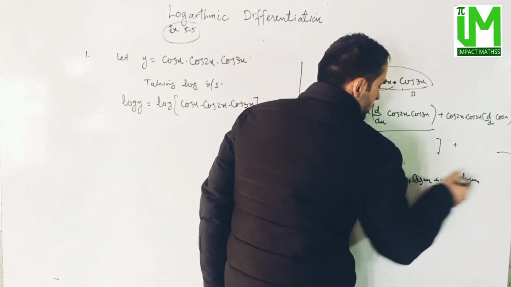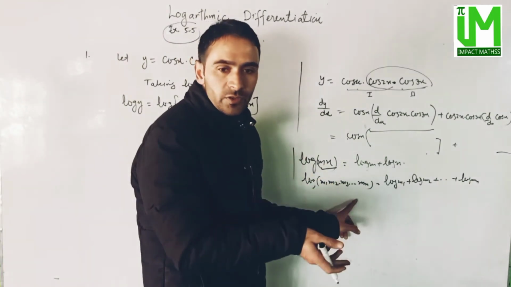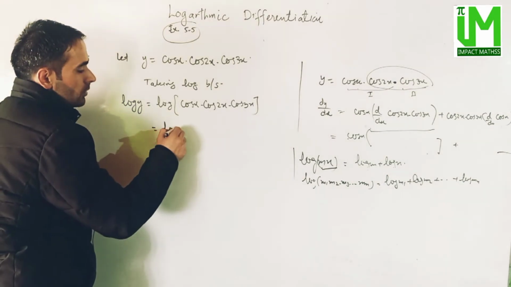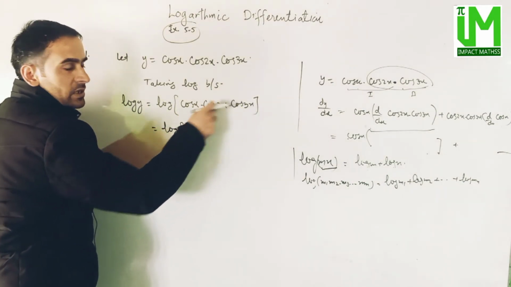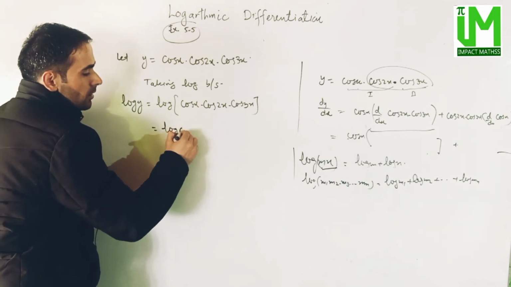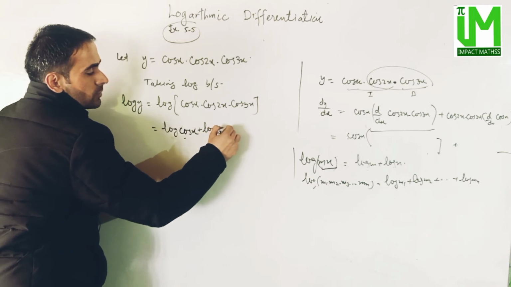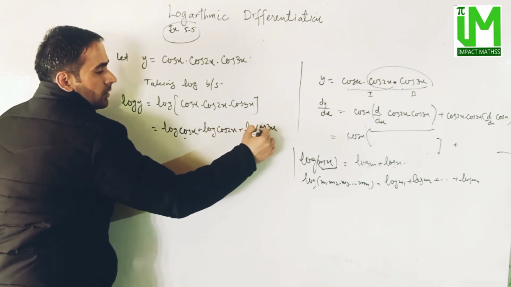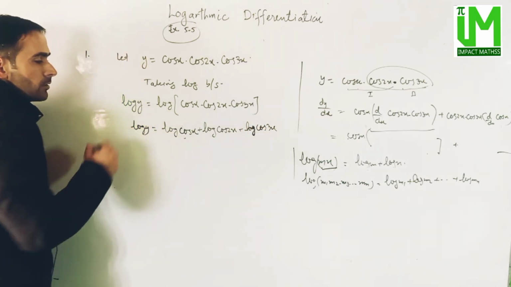Okay. So by repeated application of this, we can extend this property to any finite number of terms. So as such, this will be equal to log of cos x, cos 2x, cos 3x. Okay, then what? So it will be log of cos x plus log of cos 2x plus log of cos 3x. Okay, so this is equal to log of y.